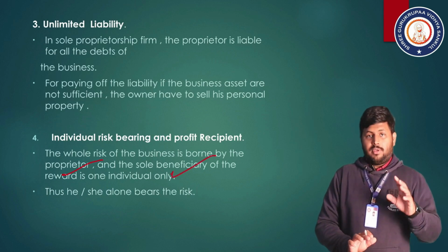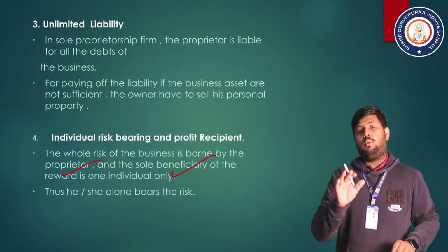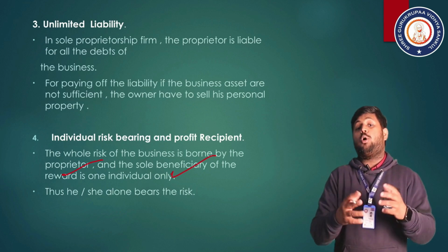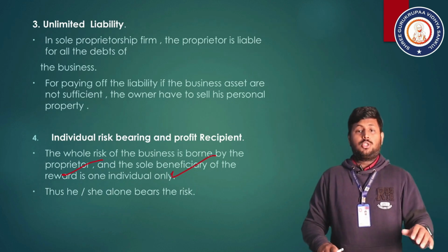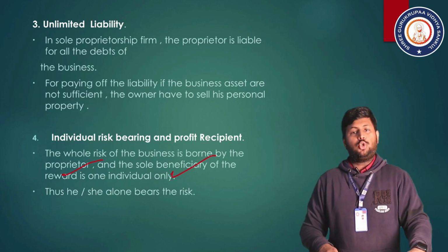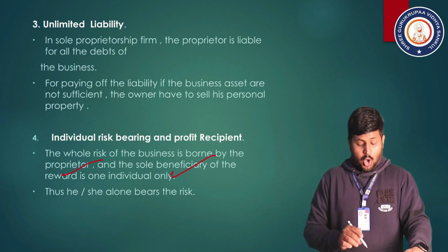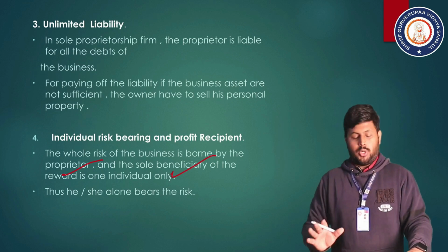So if we talk about taking the risk, all risk will be borne by the proprietor, and if he is getting abnormal profit, then all the profit will be enjoyed by the sole proprietor. So he will be getting his own profit. Whatever risk he takes, he will get the result of it, he will get the reward of it. So all the risk he is taking, all the profit he is going to enjoy.